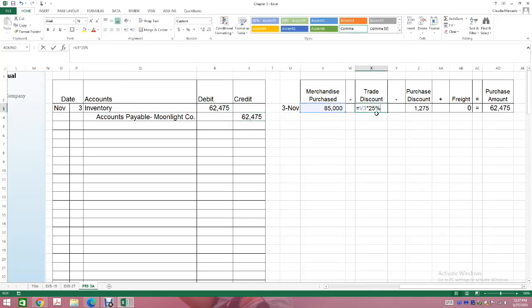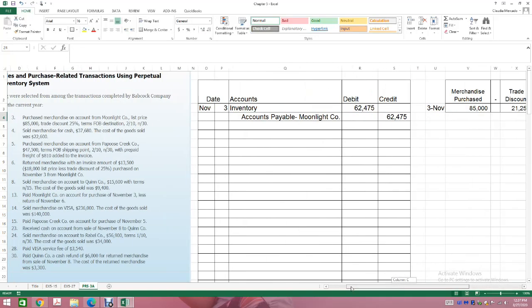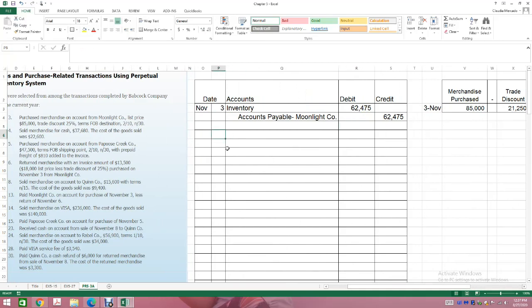Remember, the trade discount is the 85,000 times 25%. The purchase discount is going to be your 85,000 minus your 21,250. Whatever you get, you multiply by 2%. Okay? So that happened on the 3rd.